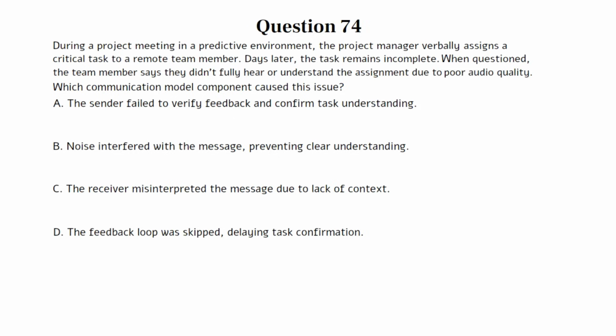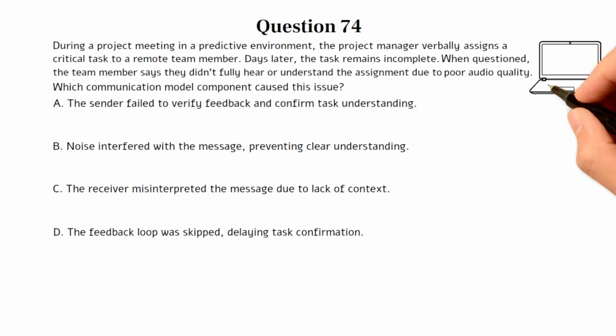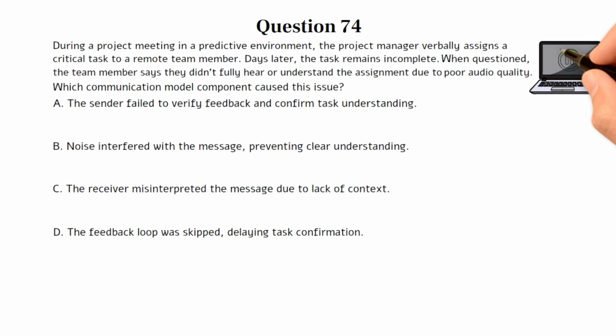A. The sender failed to verify feedback and confirm task understanding. B. Noise interfered with the message, preventing clear understanding. C. The receiver misinterpreted the message due to lack of context. D. The feedback loop was skipped, delaying task confirmation. You can pause the video here if you need more time to work on the question. The correct answer is B.